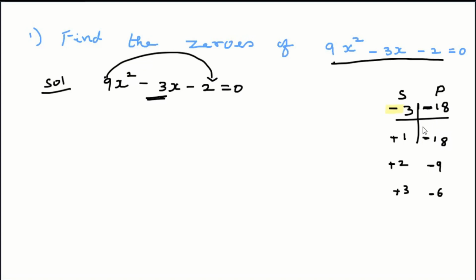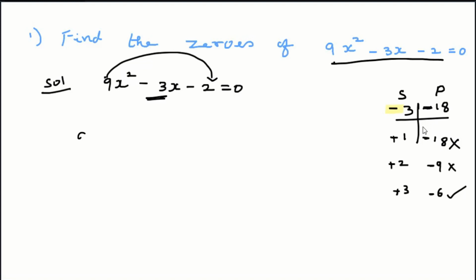Now you check where you get minus 3. Minus 18 plus 1, minus 17. Minus 9 plus 2, minus 7. Minus 6 plus 3, minus 3. So here I am ending up with this. So if the product is negative, one of the numbers should be negative, and whatever sign is here, that should be attached to the bigger number. If suppose I get plus 3 here, this plus would be attached to the bigger number of these two. Okay, so this is the option left.